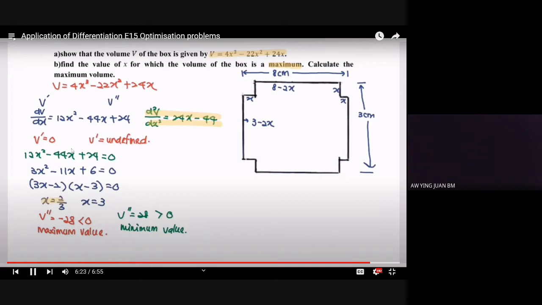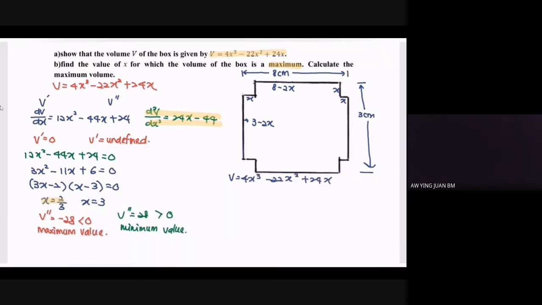Next, calculate the maximum volume. So in here, the formula of volume is 4x cubed minus 22x squared plus 24x. If we substitute x equals 2 over 3, we will have our answer, volume equals 200 over 27 unit cube.